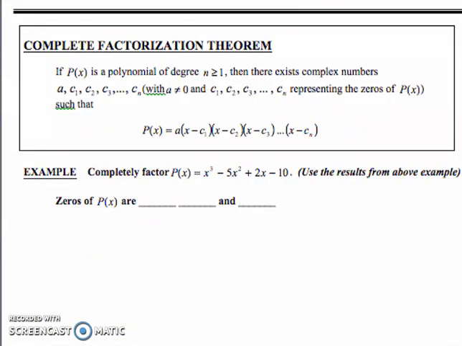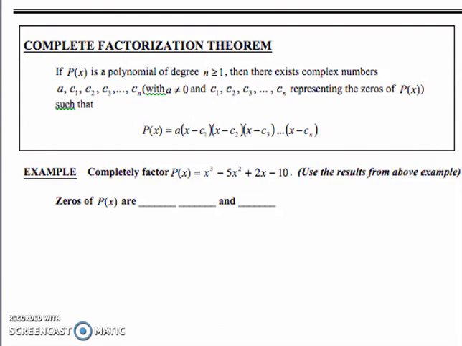The complete factorization theorem says that if p of x is a polynomial of degree n, which is greater than or equal to 1, then there exist complex numbers representing the zeros of p of x such that we can write p of x in factored form. It's just that some of our factors may have complex zeros in them instead of real zeros.